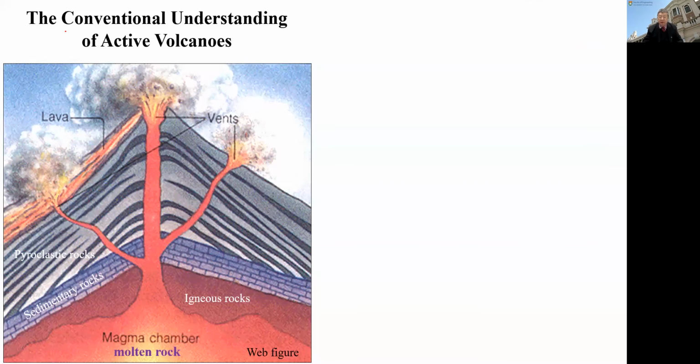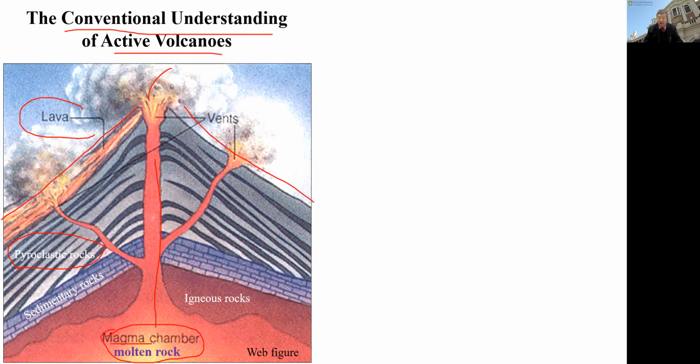So the conventional understanding of an active volcano is that magma, or molten rock, comes from the deep earth, or the mantle, or the outer crust. Then it comes up here and erupts with gas, lava, and broken rocks, which form the pyroclastic rock, then form this cone-shaped mountain. So that's the conventional understanding of active volcanoes.